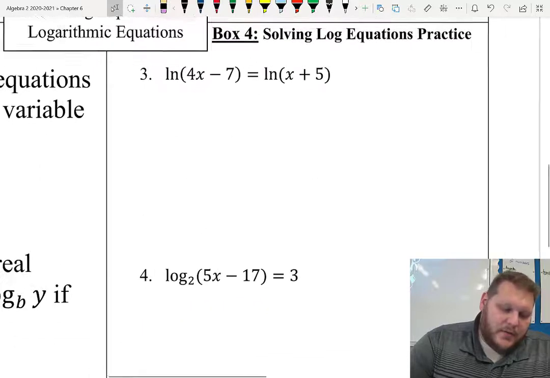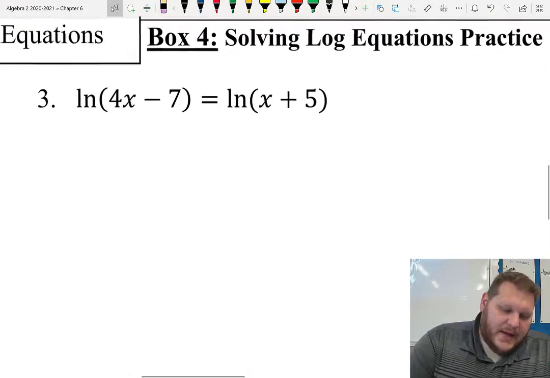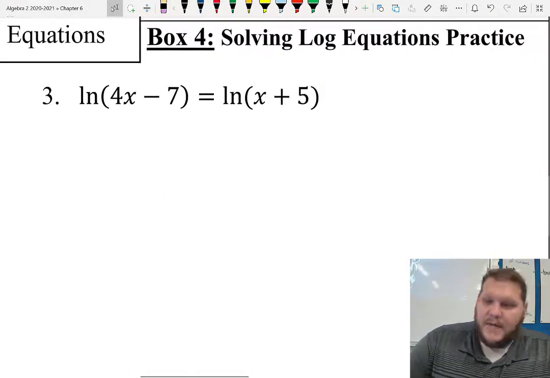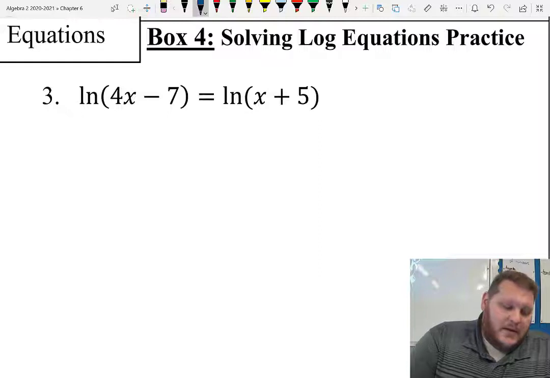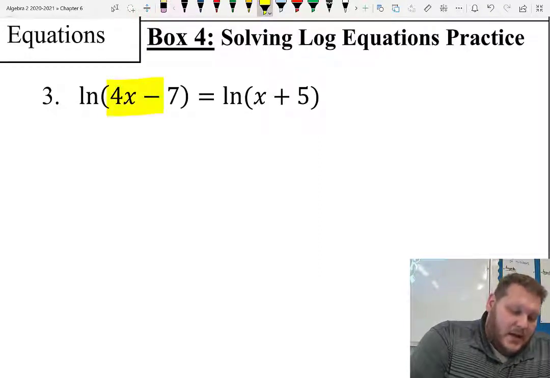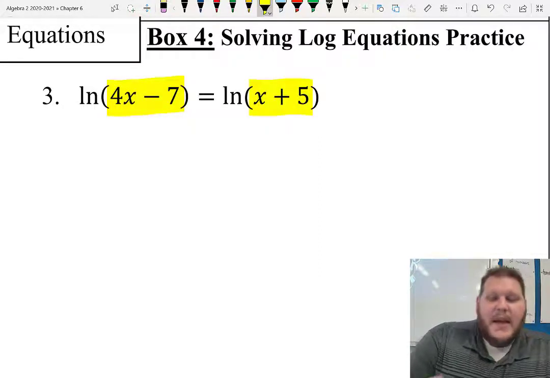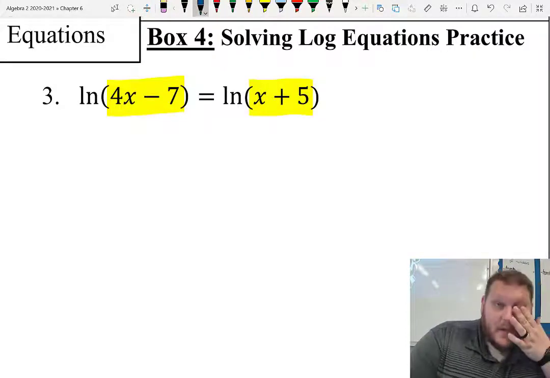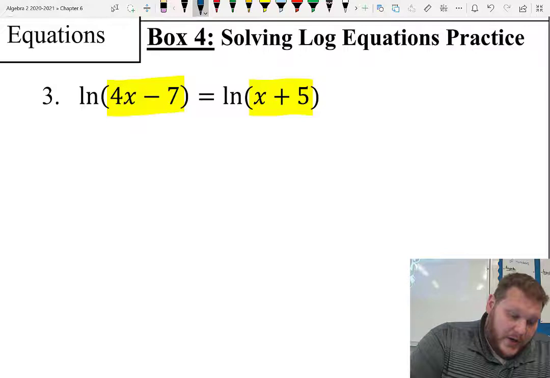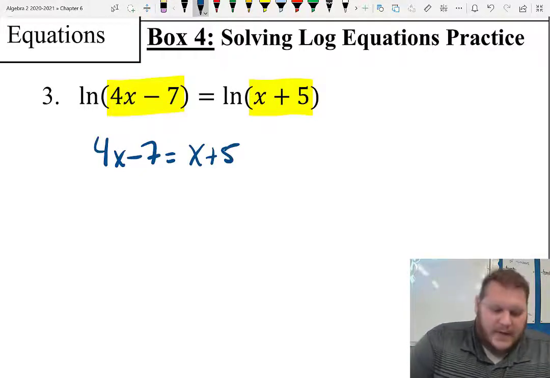So here for number 3 in box 4, again, if we have log of the same base, which is ln, remember that's log base e, if I have those two things equal to each other, that means that what's inside my log, in this case what's inside my parentheses, has to be equal to each other because we have the log of the same base on both sides. So I'll just set up that miniature equation, a simpler one, a chapter 1, algebra 1 problem, 4x minus 7 equals x plus 5, and we'll go through and solve that.